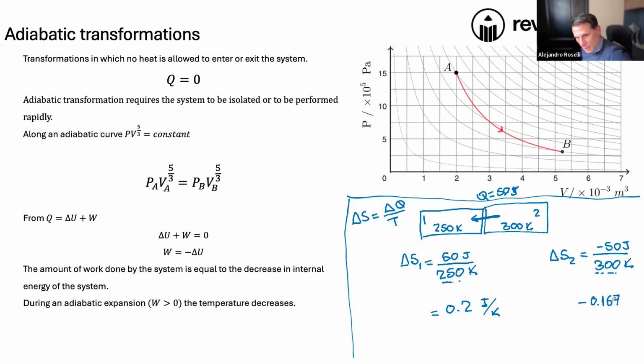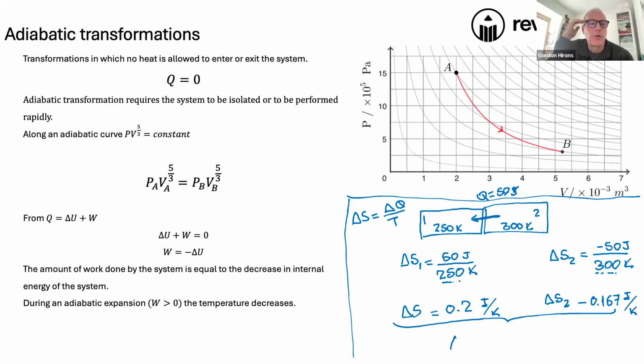But at this point, you can hopefully see that the increase in entropy in one part is not the same as the decrease in entropy of the other part. There's a total increase. So the universe, the system in itself, has increased its entropy only because heat was exchanged. So yes, overall the system has increased its entropy.